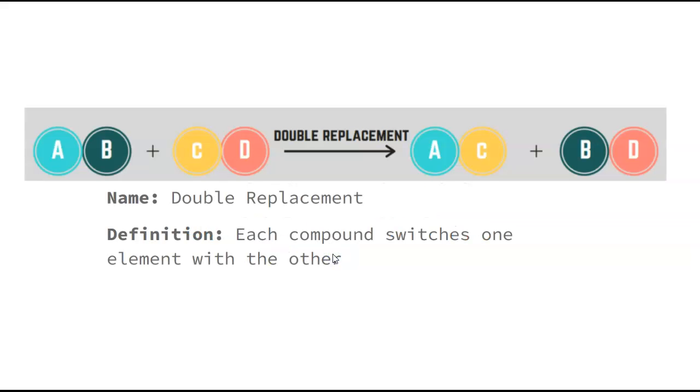All right, and then we have one single replacement. Now we have a double replacement. The double replacement is each compound switches one element with the other compound. So the way you look for it is you just have four compounds. That's the way I would determine this one. Two compounds on the reactant side, it would be elements A and B, and then elements C and D bonded together. And then they're just switching one of their elements. So for example, A and C would be bonded together, and then B and D. So again, just four total compounds all the way through.